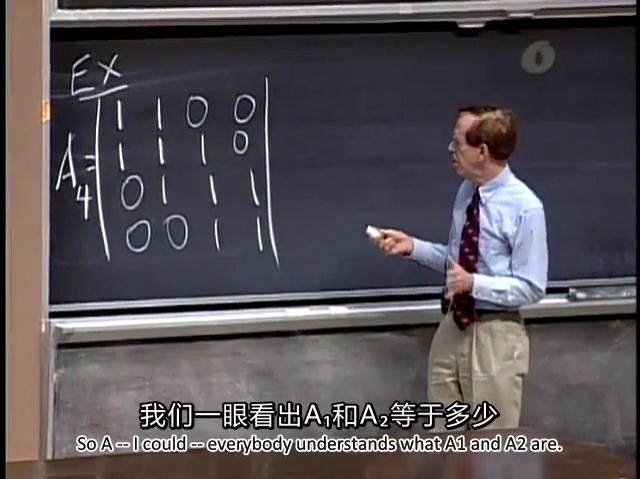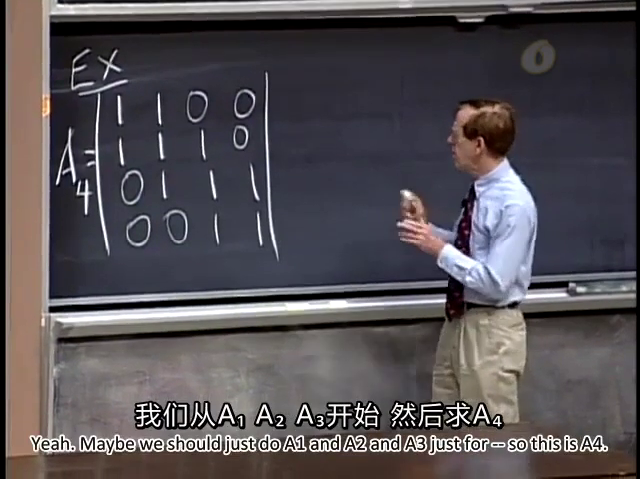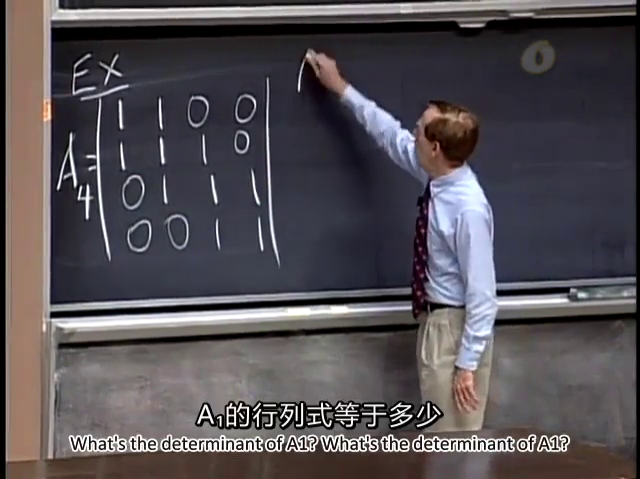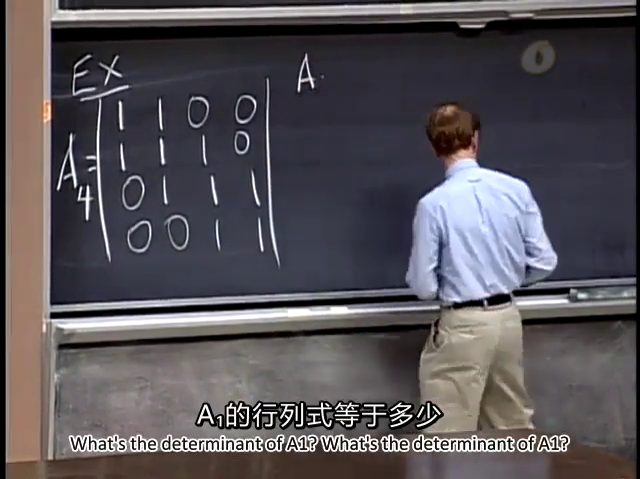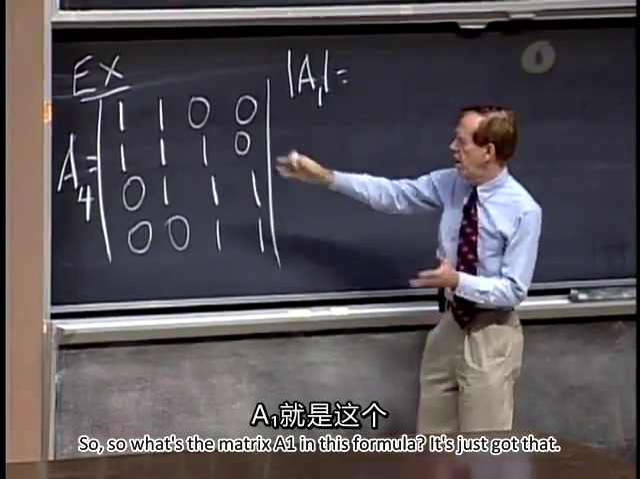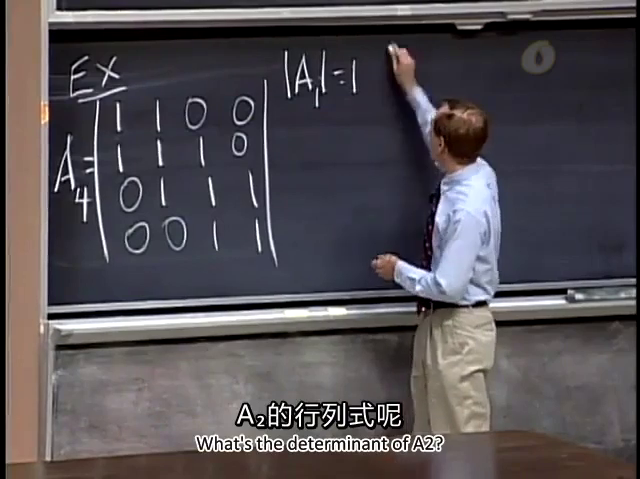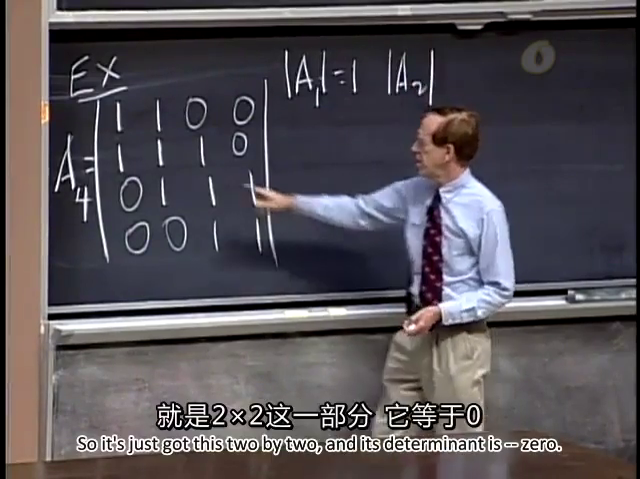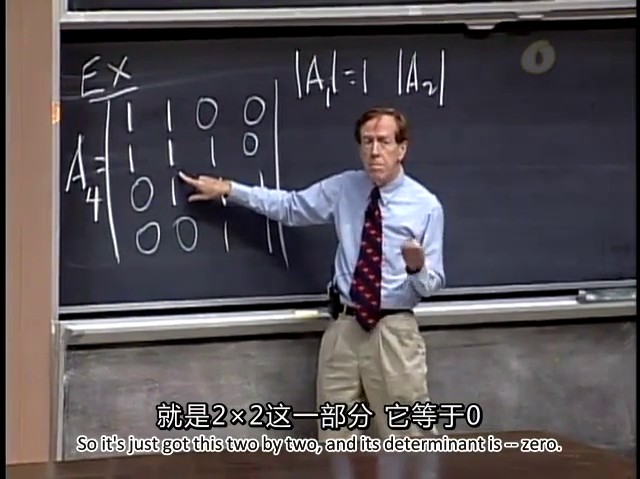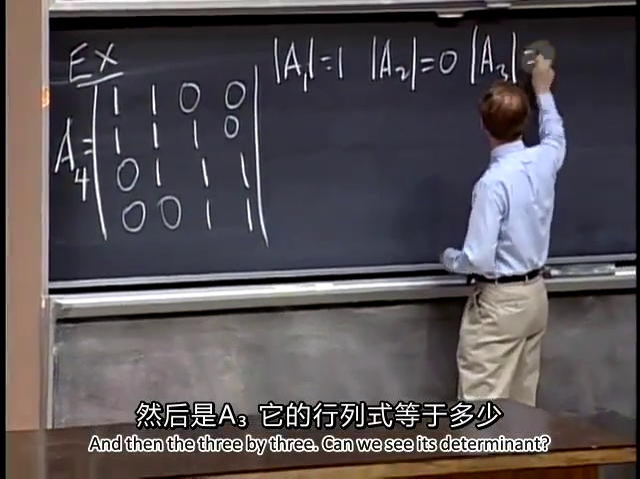So everybody understands what A1 and A2 are. Maybe we should just do A1 and A2 and A3, so this is A4. What's the determinant of A1? So what's the matrix A1 in this formula? It's just got that. So the determinant is 1. What's the determinant of A2? So it's just got this 2 by 2, and its determinant is 0.